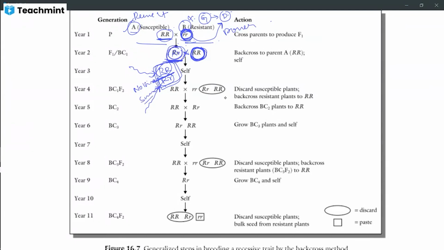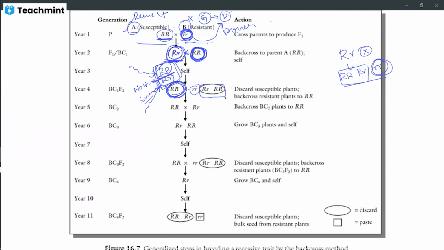So before crossing with your recurrent parent, the thing you need to do is first self them. After selfing, you will be getting capital R capital R, capital R small r, and small r small r. Am I right? So among these, you will be rejecting these two, as shown here. It is rejected, and now you will perform the cross with the A parent. Is it okay?